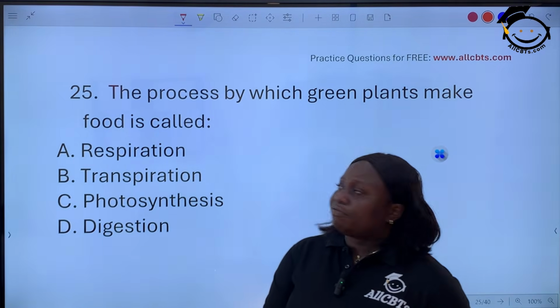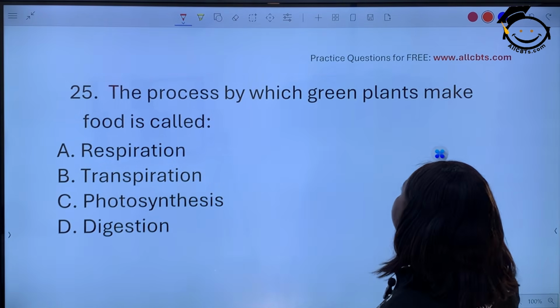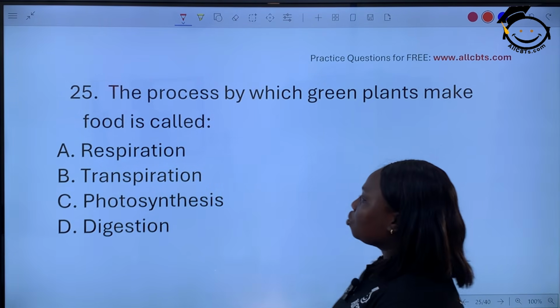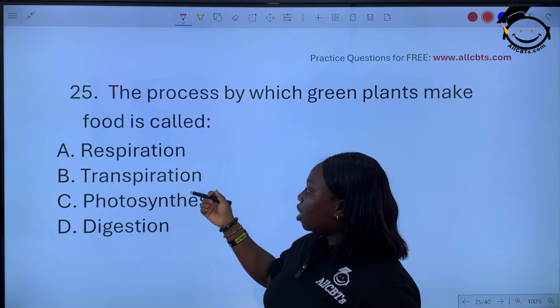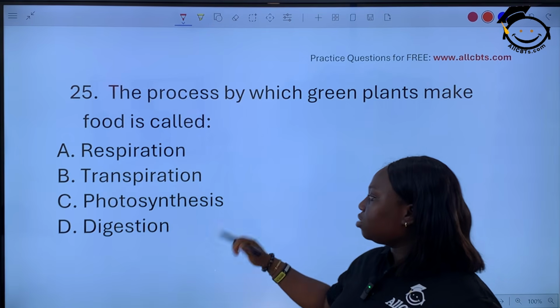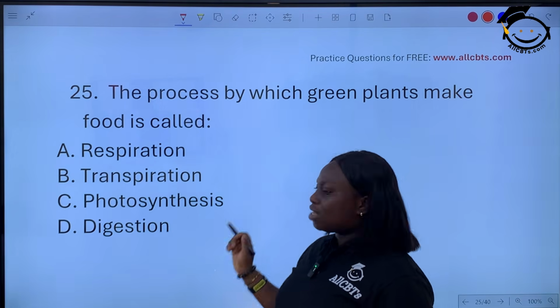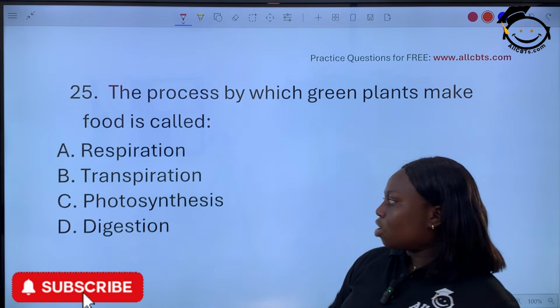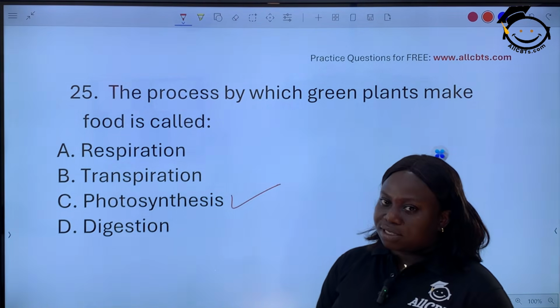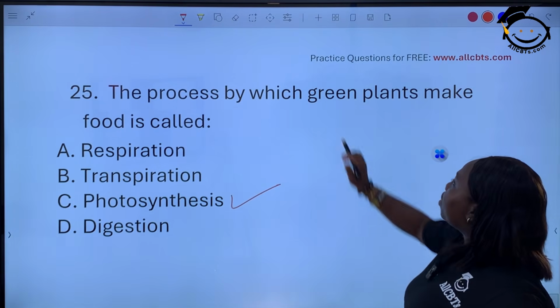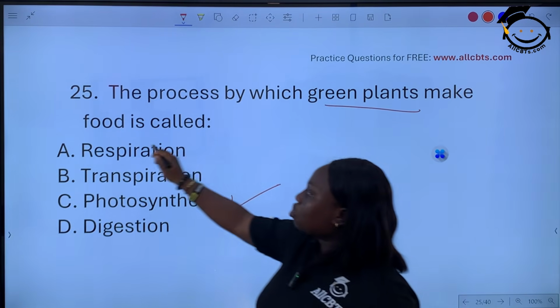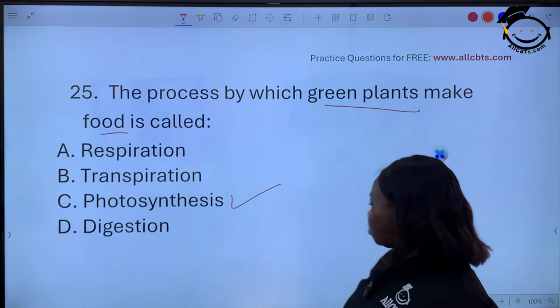Number 25. The process by which green plants make their food is called, we have A, respiration, B, transpiration, C, photosynthesis, D, digestion. Our answer is photosynthesis. Anywhere you see green plants and you see food, just know we're talking about photosynthesis.